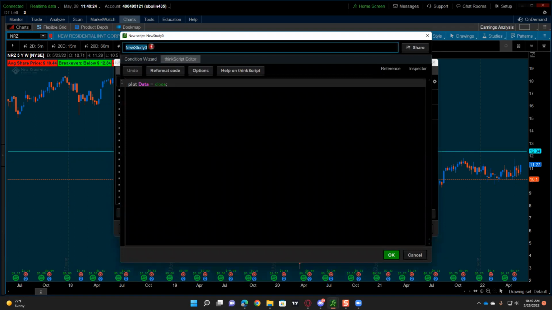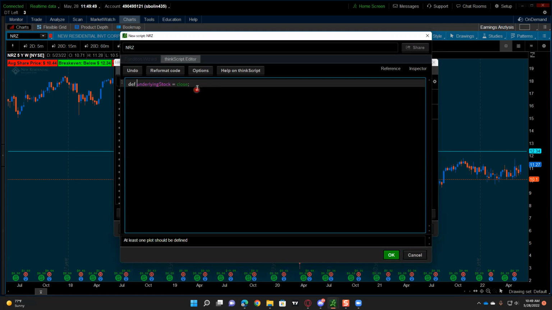So we're going to deal with NRZ. So I'm going to name this indicator NRZ. And for the underlying stock, that'll be the closing price. We don't need to plot that, however. We just need the definition of that, right?